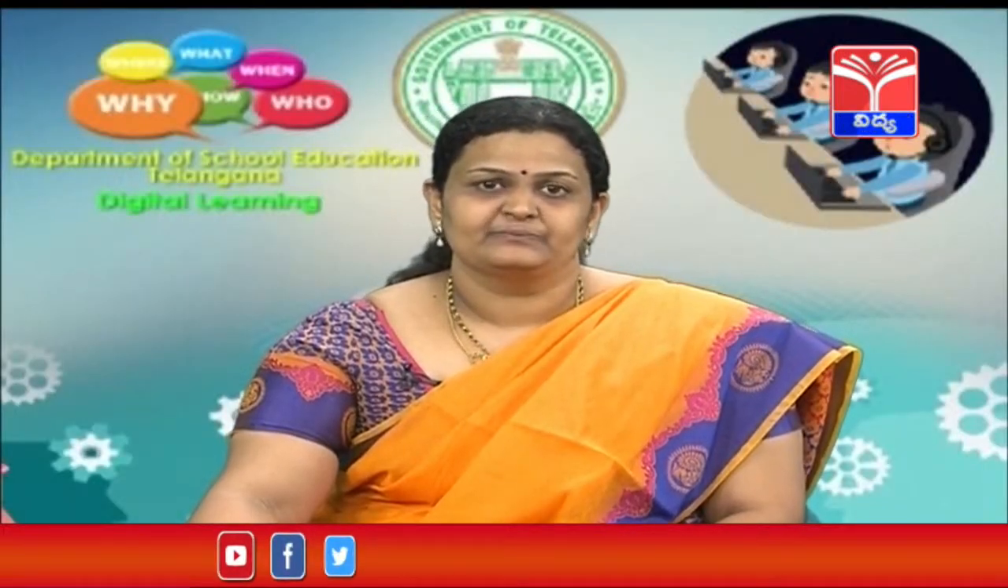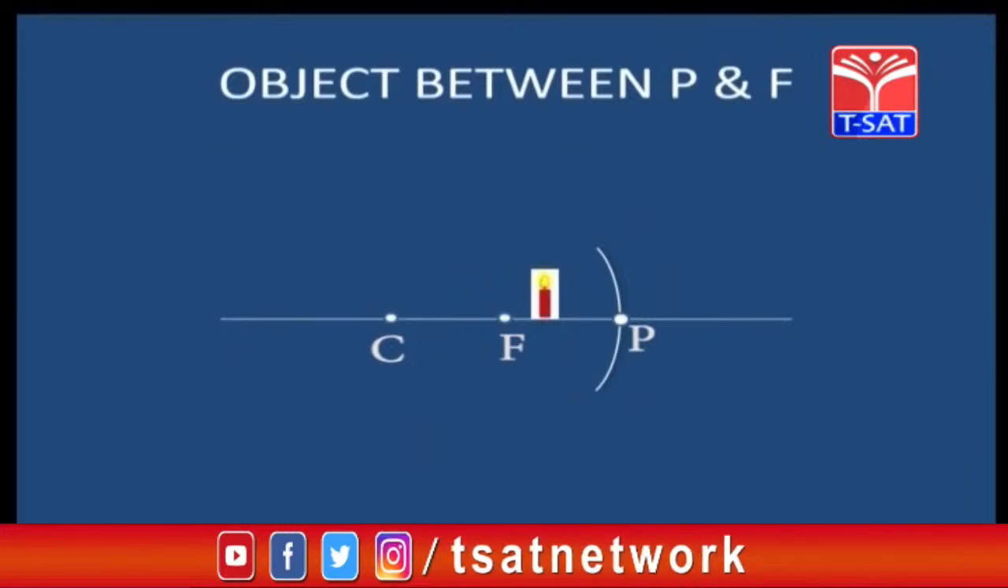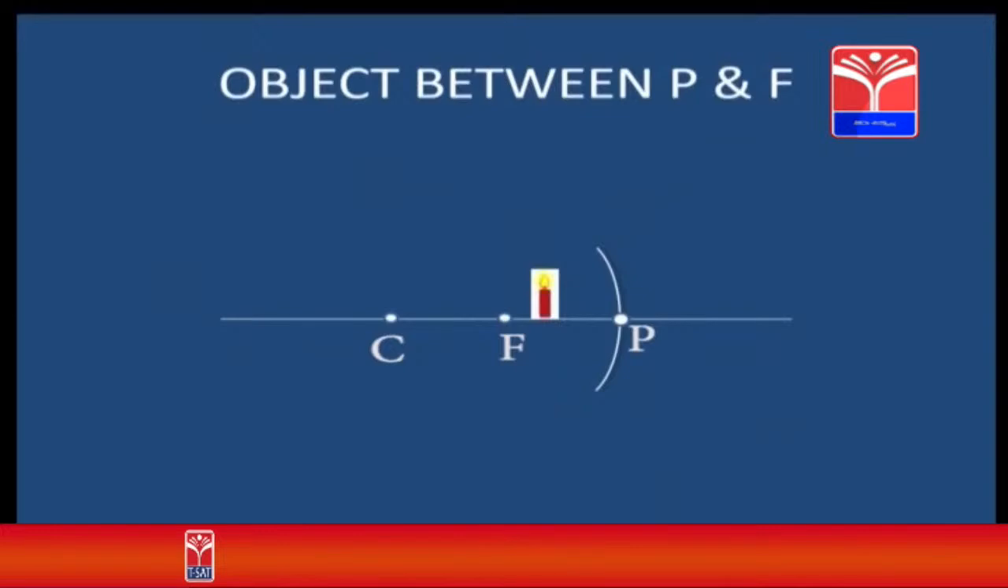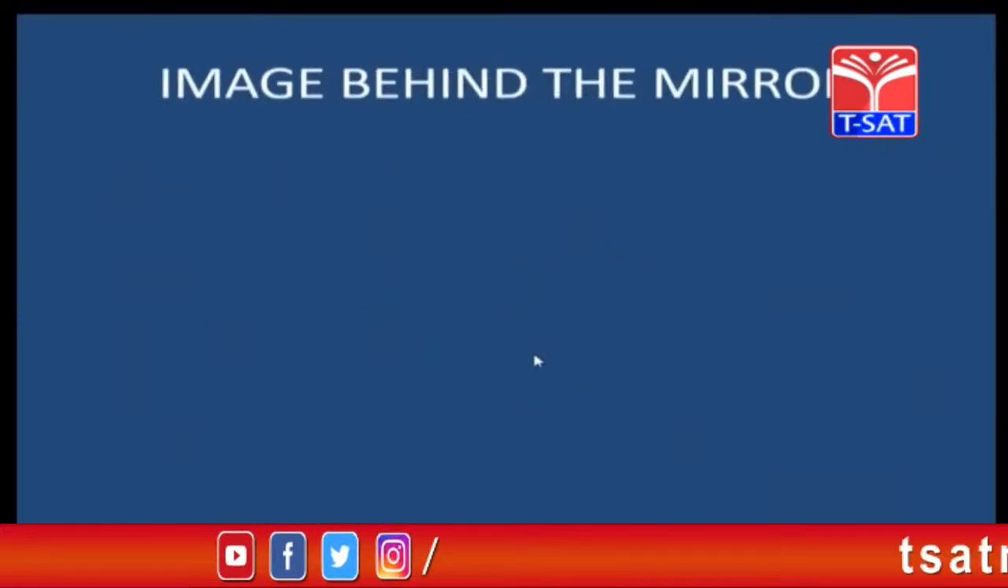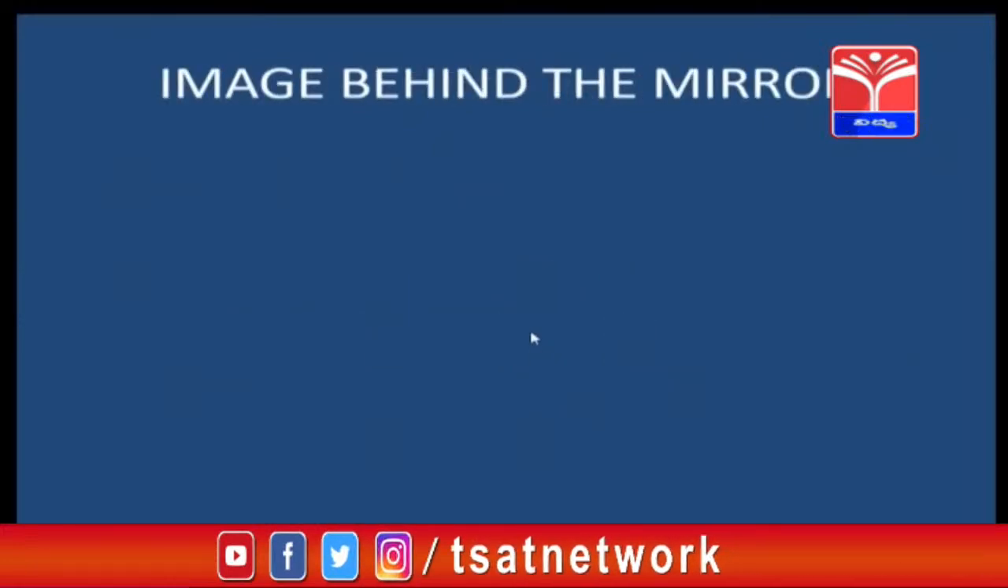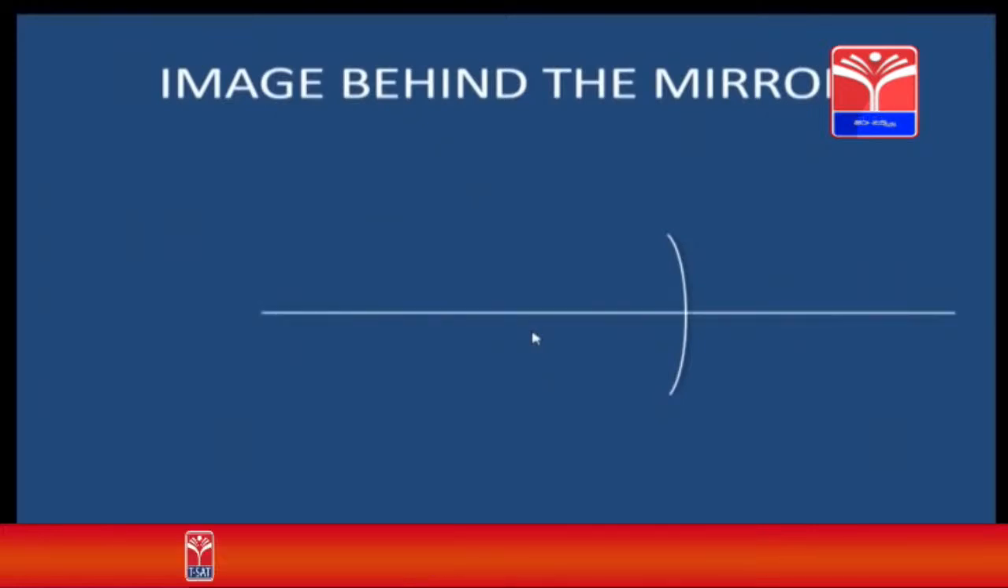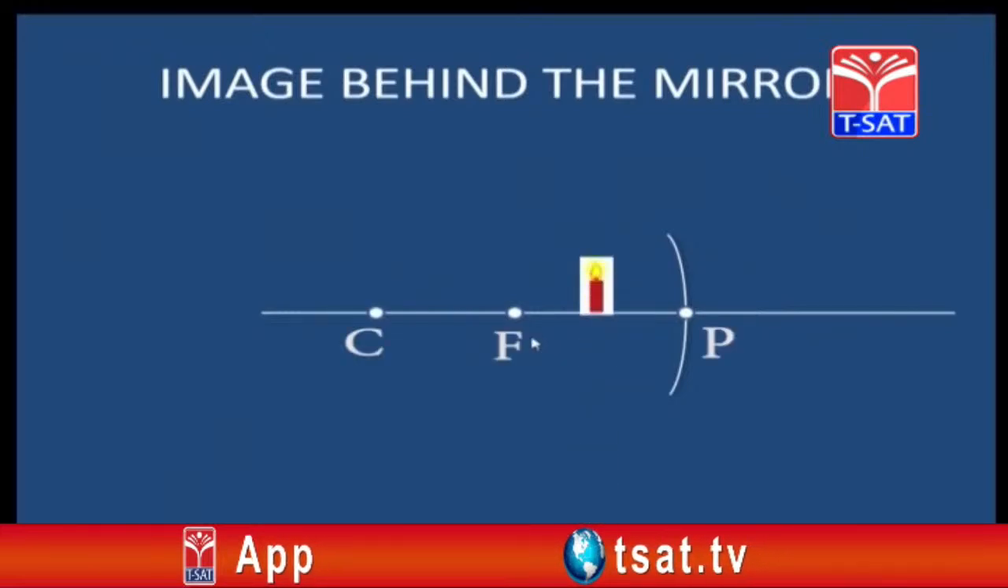Now let us start the ray diagrams for concave mirrors. The first case: the object is placed between the pole of the mirror and the focus. You can see this is a concave mirror. The object is placed between P and F. Now let us see how the image is formed. The pole, focus, center of curvature, object.